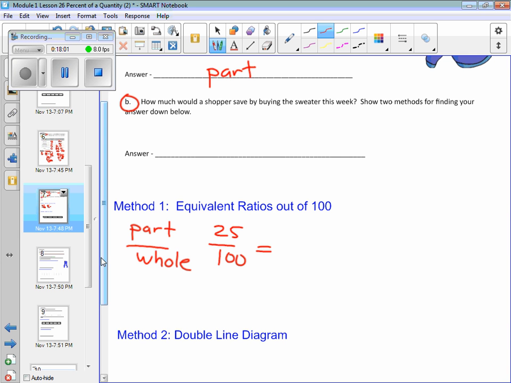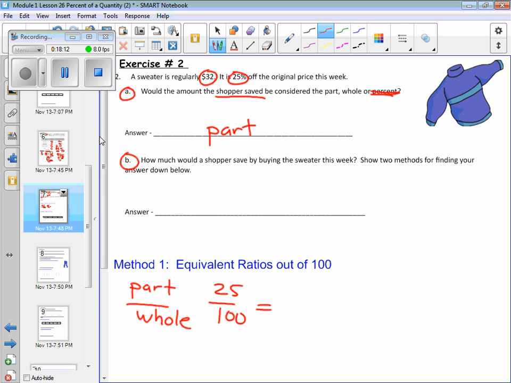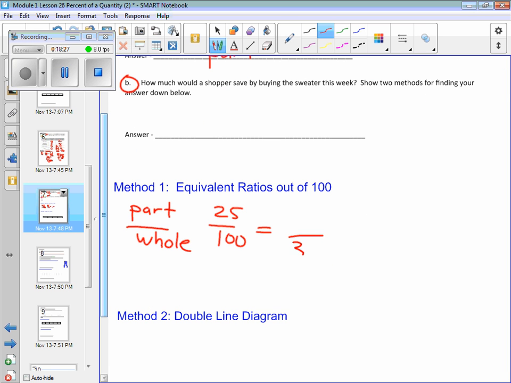Hold off. The answer is yes, but we've got to see why it is we're able to do that. Okay. Our last VIP is our 32. Well, I've already clued you in that we're trying to find the part. So therefore, the 32 has to be the whole. It's the whole. That's the original price. That goes there. You're trying to find the part. That's the amount saved.